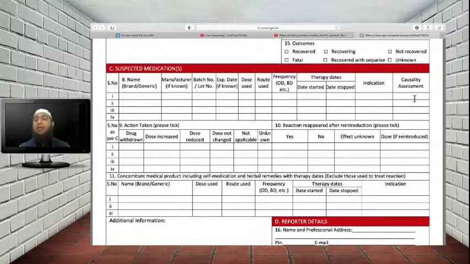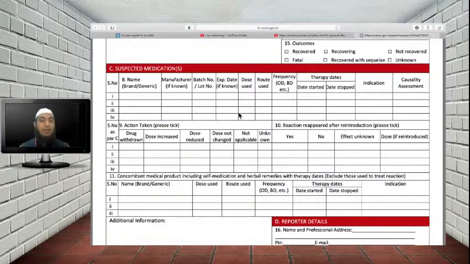And at the end, what is the causality assessment? Have you established any relationship between the drug and the ADR? If that relationship is established, then up to what extent you have established it, so that you can write in the causality assessment, right? So now this is related to the drug and establishment of the relationship between the drug and the adverse drug reaction.